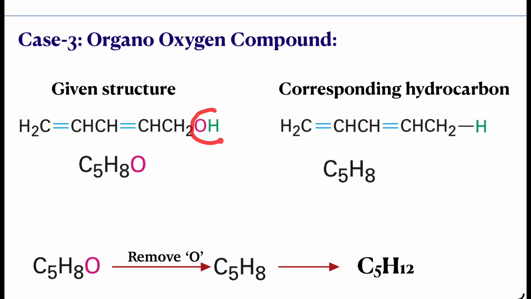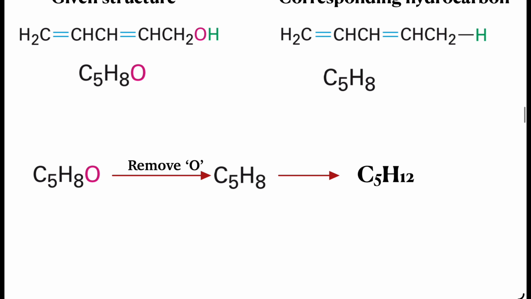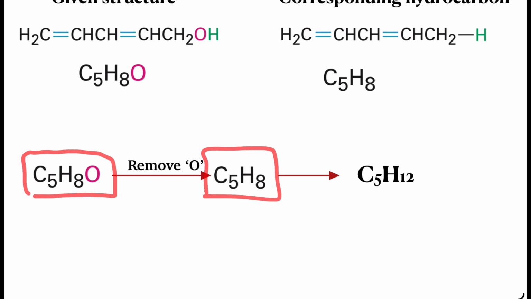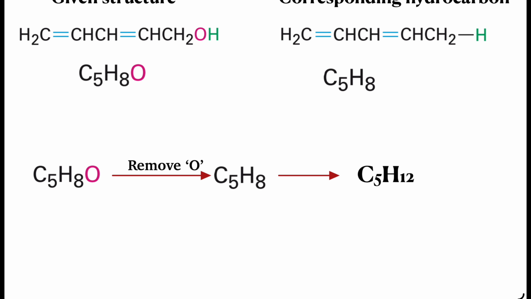Otherwise, what I can say is, remove this OH and add one hydrogen. Remove OH, add hydrogen. That means you are removing one hydrogen in the form of OH, and again you are adding hydrogen. You can see the formula C5H8O. Here the formula is C5H8. That means the hydrogen number is not affected. So oxygens do not influence the number of hydrogens. So the first step of the target is to convert the given formula into the corresponding hydrocarbon. What you need to do is just remove oxygen, don't disturb the number of hydrogens.